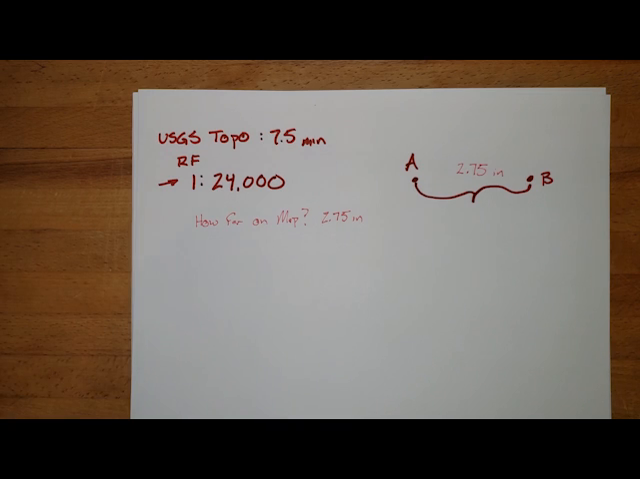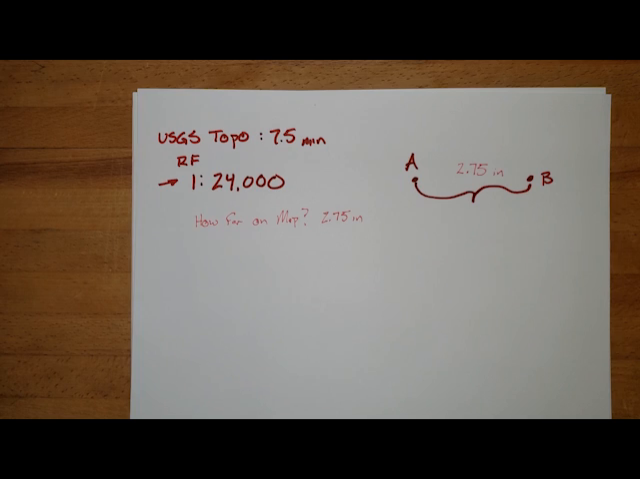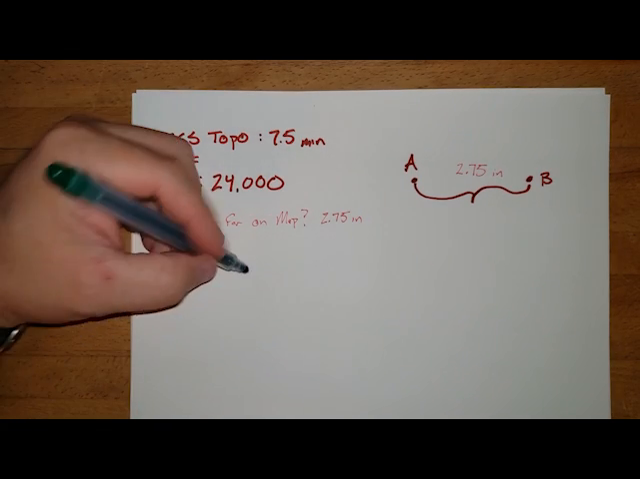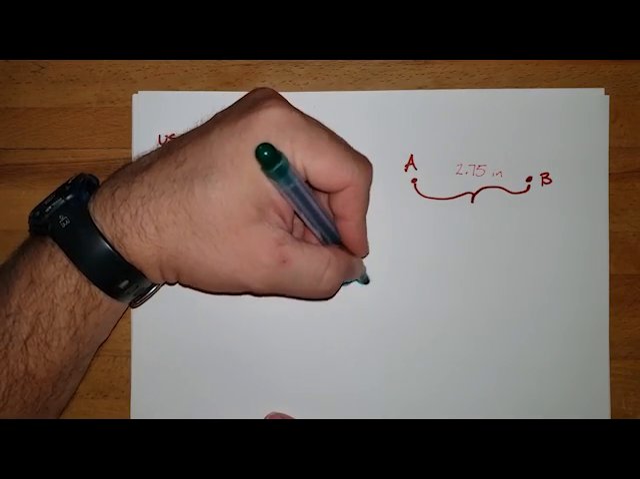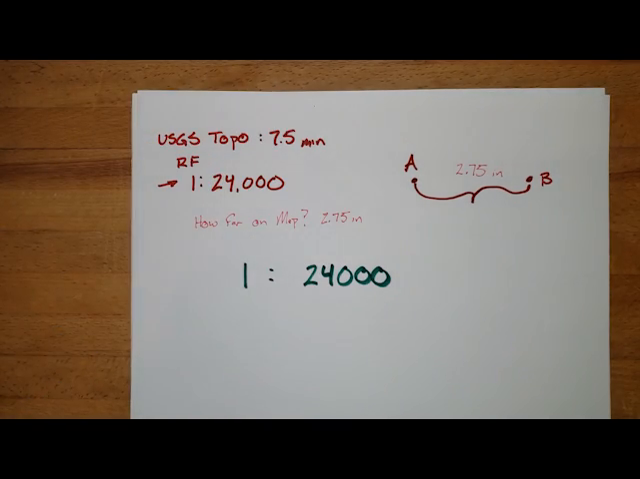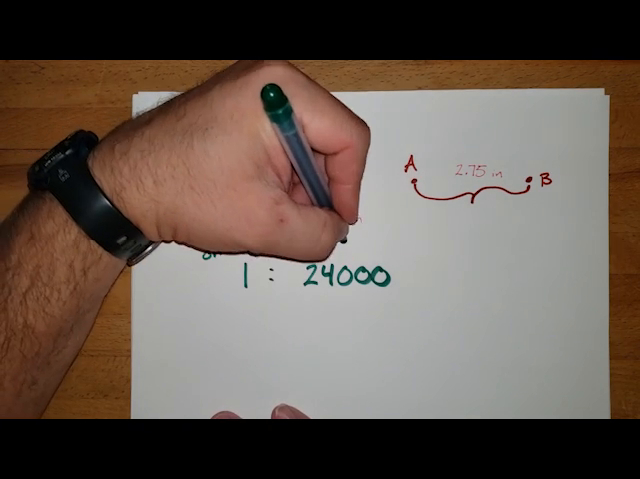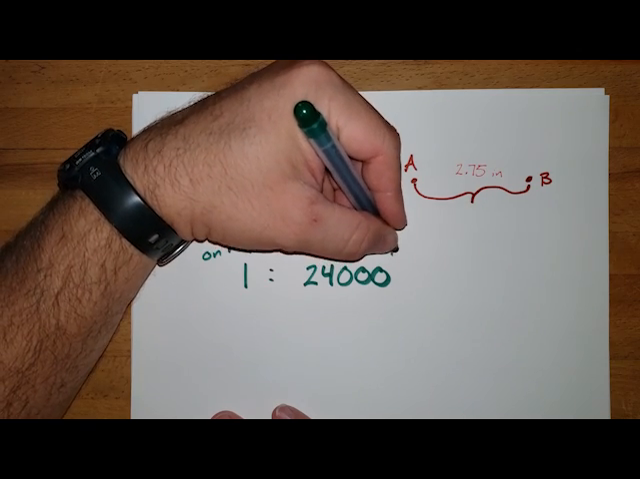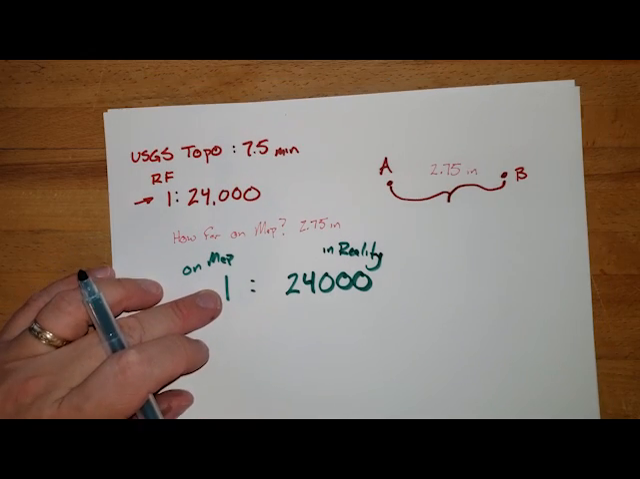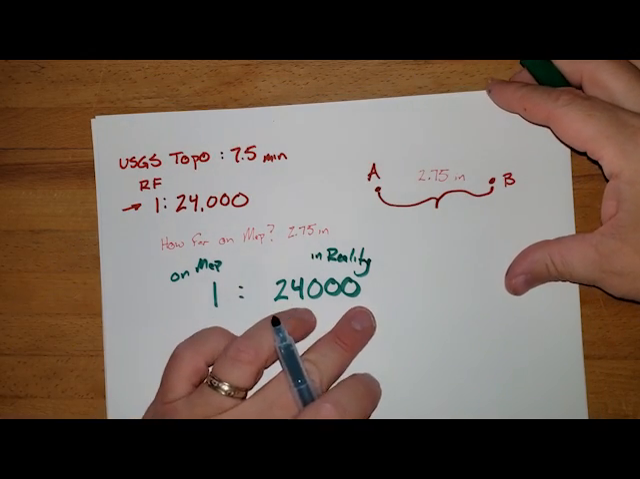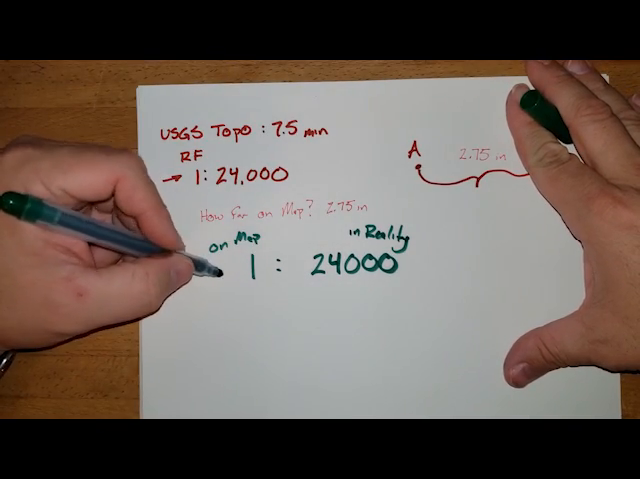That's on the map. But how far apart are they in reality? Here's how I set up this problem. I'm going to set it up with my RF scale. So I'm going to have 1, and then over here 24,000. Okay. And so 1 to 24,000. Well, this is going to be on the map, and this is going to be in reality. All right. So what I need to do is, it's not 1 of anything on the map. If it were 1 inch, then it would be 24,000 inches in reality, and that would be beautiful, right? But it's not. It's 2.75 inches. So this has no units yet, but I'm going to add them.